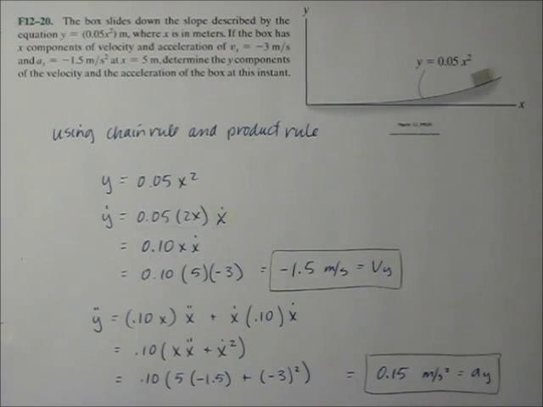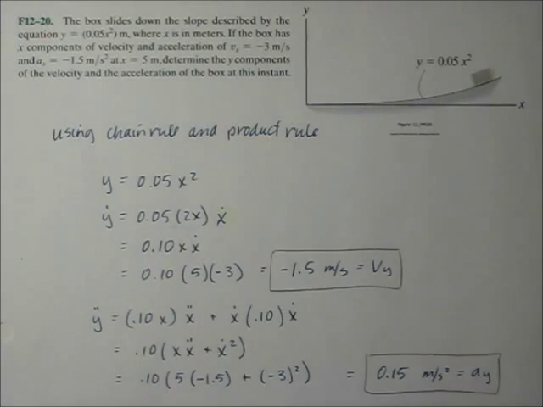So the chain rule works really fast. The slope method is also very good in visualizing what's going on. But the chain rule often works very quickly to find the y components.